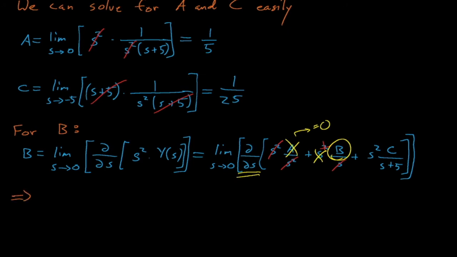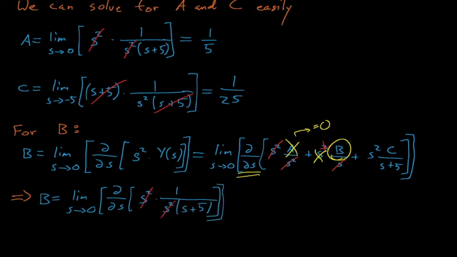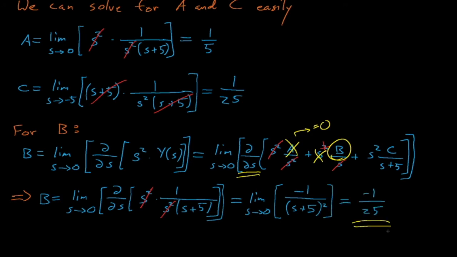So we can determine B by multiplying Y(s) by s squared, which reduces to 1 over (s plus 5), and then by taking its derivative, which equals negative 1 over (s plus 5) squared, and then finally by evaluating it as s approaches 0. After doing all this, we see that B is equal to negative 1/25. From here, we now have an expression for Y(s), which we can convert to y(t).